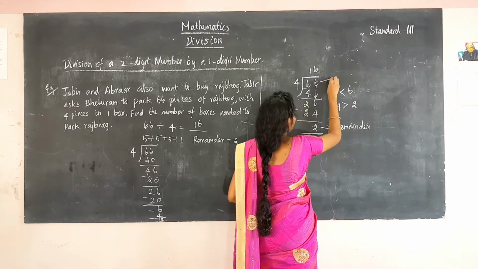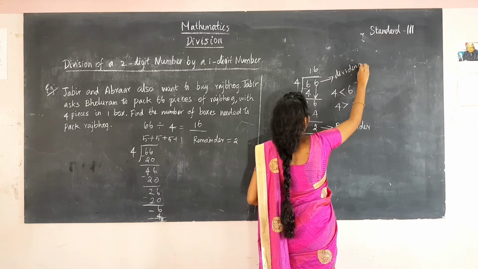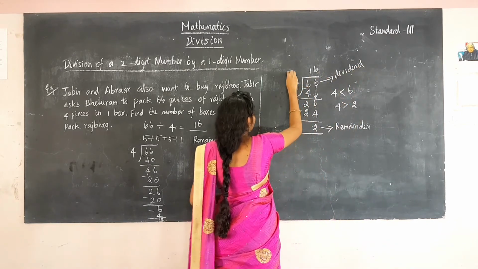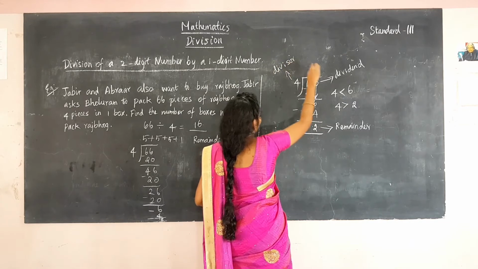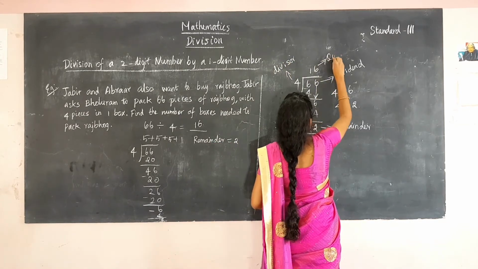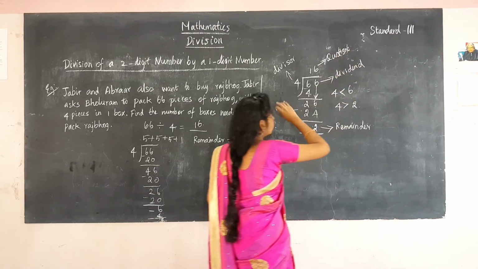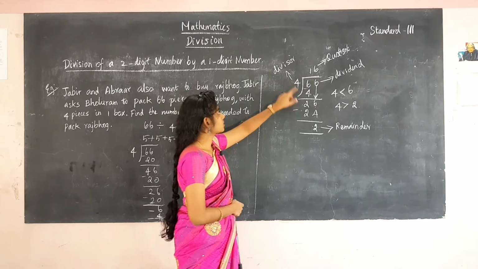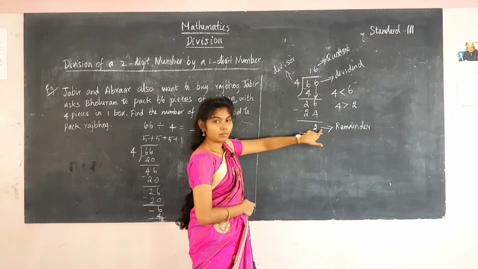And here this is the dividend, and this one is the divisor, and here this is the quotient. Here you have to be clear about all of these. This is the divisor, this is the dividend, the quotient, and this is the remainder.